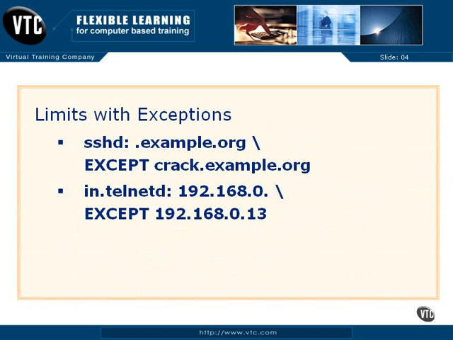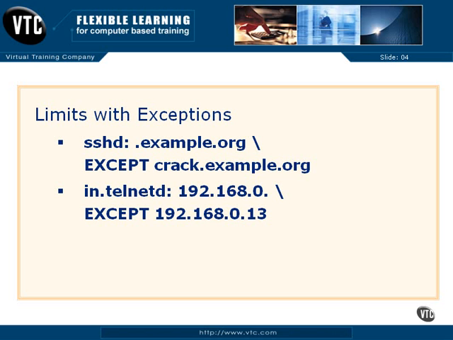For example, when I add the directives noted here, it prevents access to the Secure Shell daemon from the remote system named crack.example.org. It also prevents access to the Telnet service from the system with IP address 192.168.0.13.